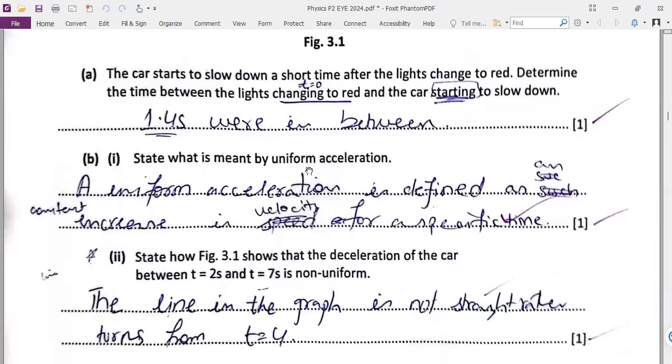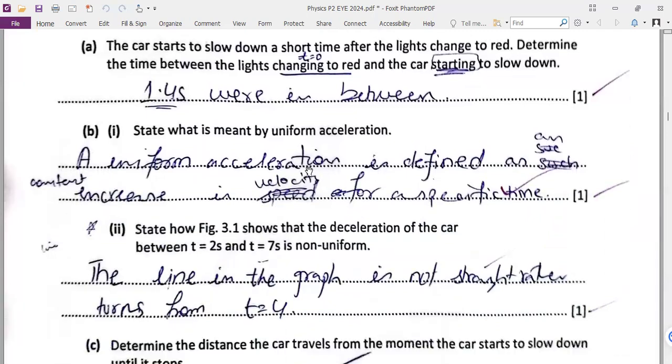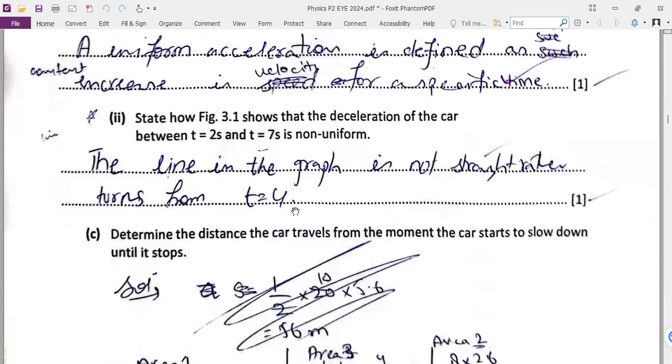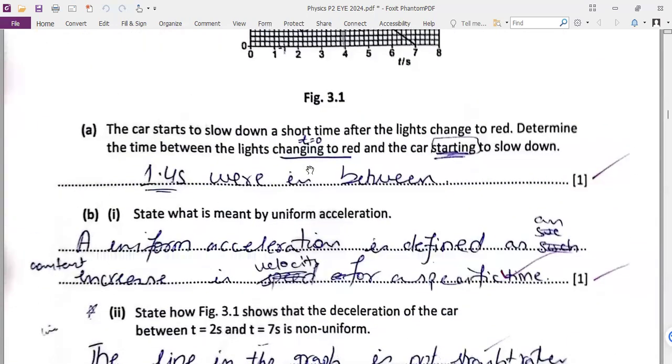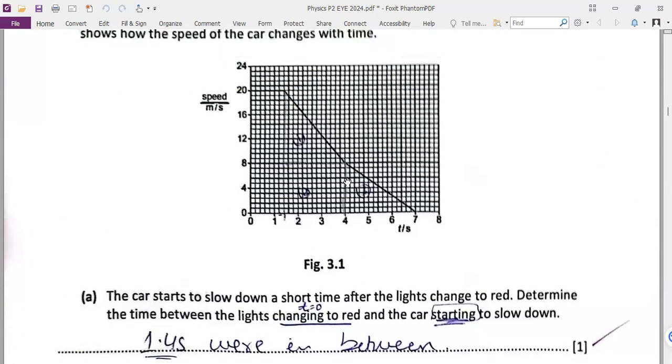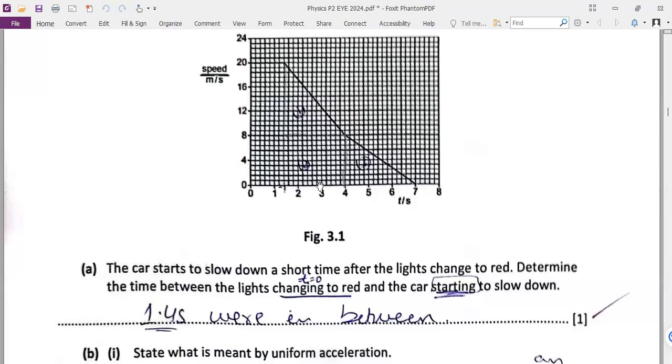Second, what is uniform acceleration? We already did that. Rate of change of velocity is constant. And then it is saying that between 2 and 7 seconds, the acceleration is non-uniform. Why? Well, you look at the graph. You look at this graph, it is showing that there is a slight bump here. It's not a straight line. That's why the acceleration changed, and hence it is not uniform between 2 and 7 seconds.